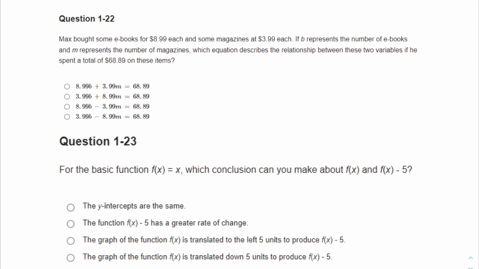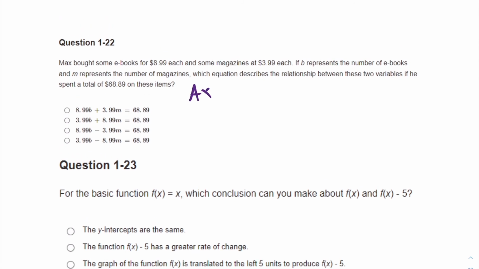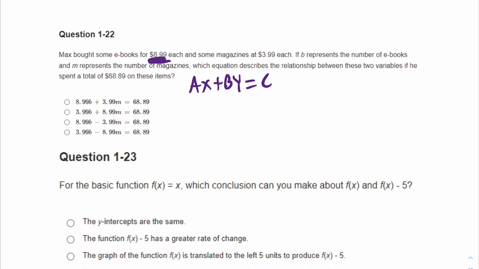If you look at these answer choices, they are all in standard form. Standard form is on the formula chart, and it's ax plus by equals c. So that means all we have to do is figure out, is 8.99 going to go with x, or is 8.99 going to go with y? And then are we going to add or subtract?